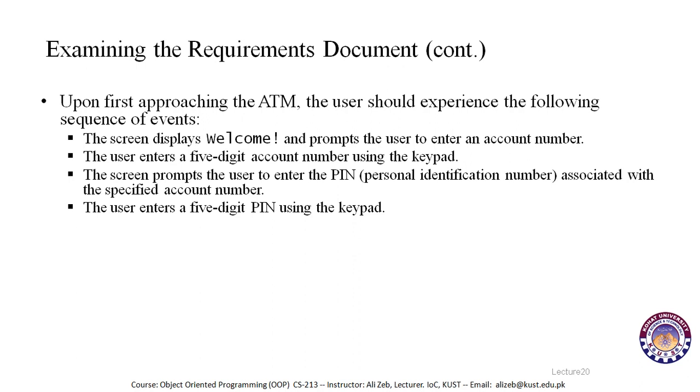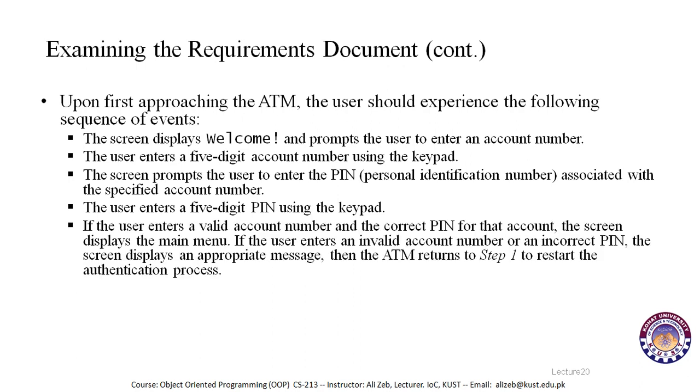The user enters a 5-digit PIN using the keypad. Now, initially there was very basic or general information about the main idea of your system, and now we are entering into a bit of the detailed requirements of what the system would do or should do. If the user enters a valid account number and the correct PIN for that account, the screen displays the main menu. If the user enters an invalid account number or an incorrect PIN, the screen displays an appropriate message. Then the ATM returns to step 1 to restart the authentication process.